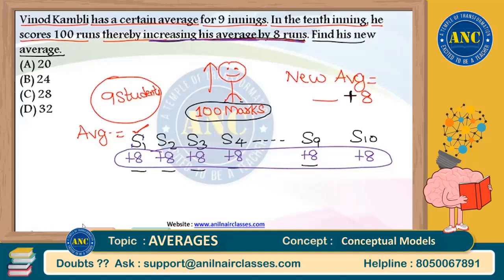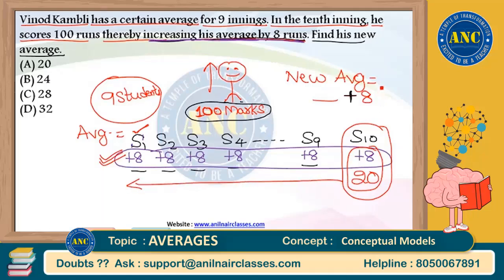That means out of this 100 marks that the 10th student is bringing inside the class, he distributed 80 marks to all the 10 students, including him. Now another 20 marks is left with him. That is his kitty. That means if he is becoming 28, all the other people also should become 28. New average should be how much? 28 marks. Or in other words, the new average is nothing but 28.